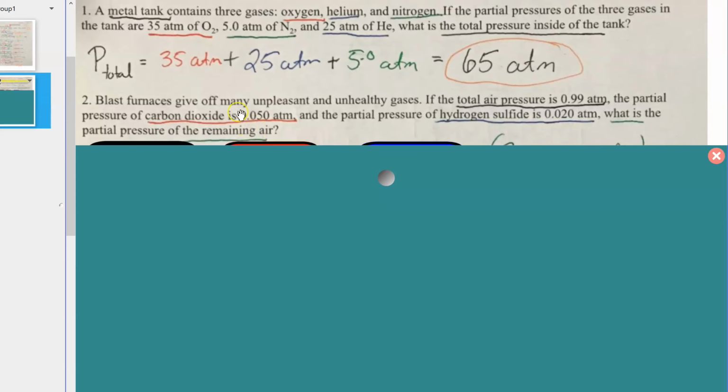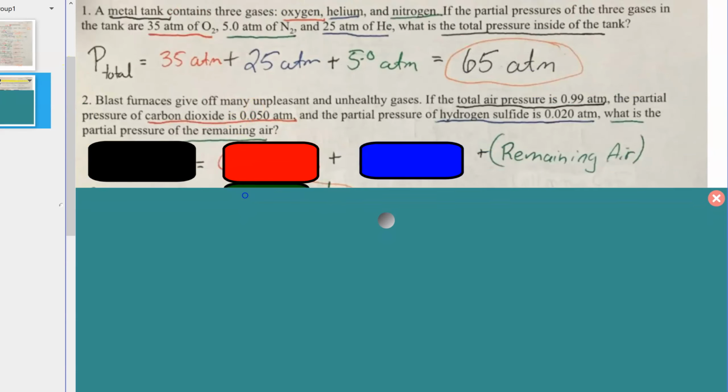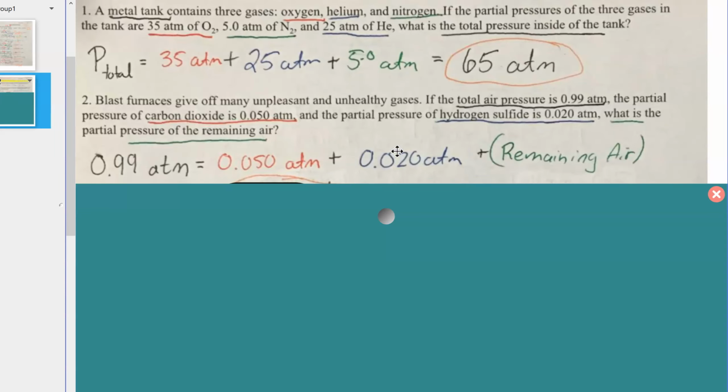So this time we know total, and we know some of the parts. We're looking for one of the missing parts. So let's take a look at how we'd set that up. So the P total is 0.99. We know that the carbon dioxide is 0.050. We know that the hydrogen sulfide is 0.020, but we don't know what the remaining extra air is. So that's our unknown right now.